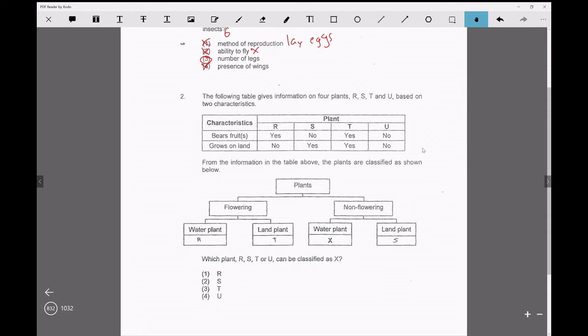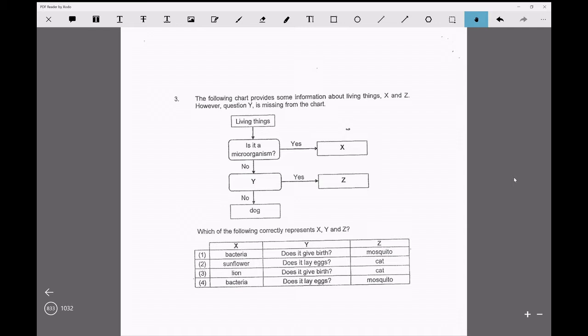For R, it bears fruit, so it's a flowering plant. I'll just put F here. They bear fruits, that means the fruits come from flower, so it's a flowering plant. So R and T are both flowering plants. Okay, let's look at the flowchart.